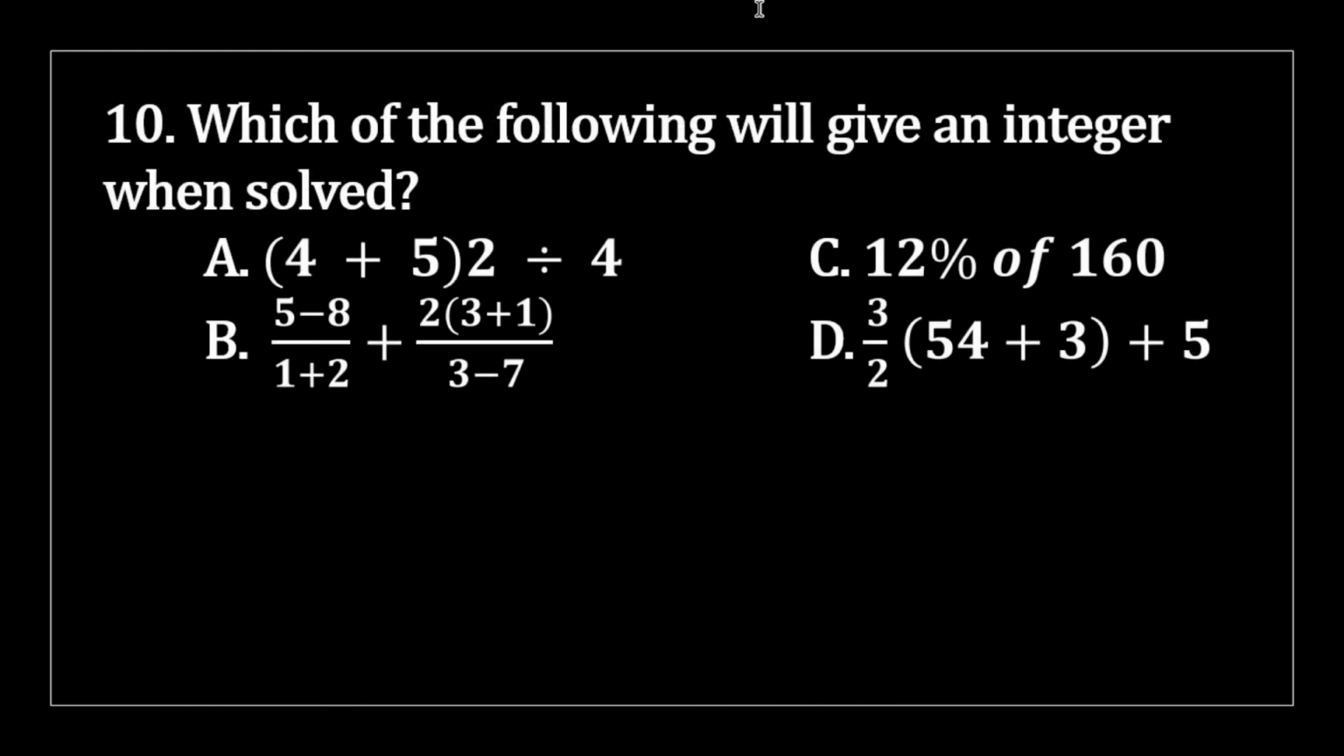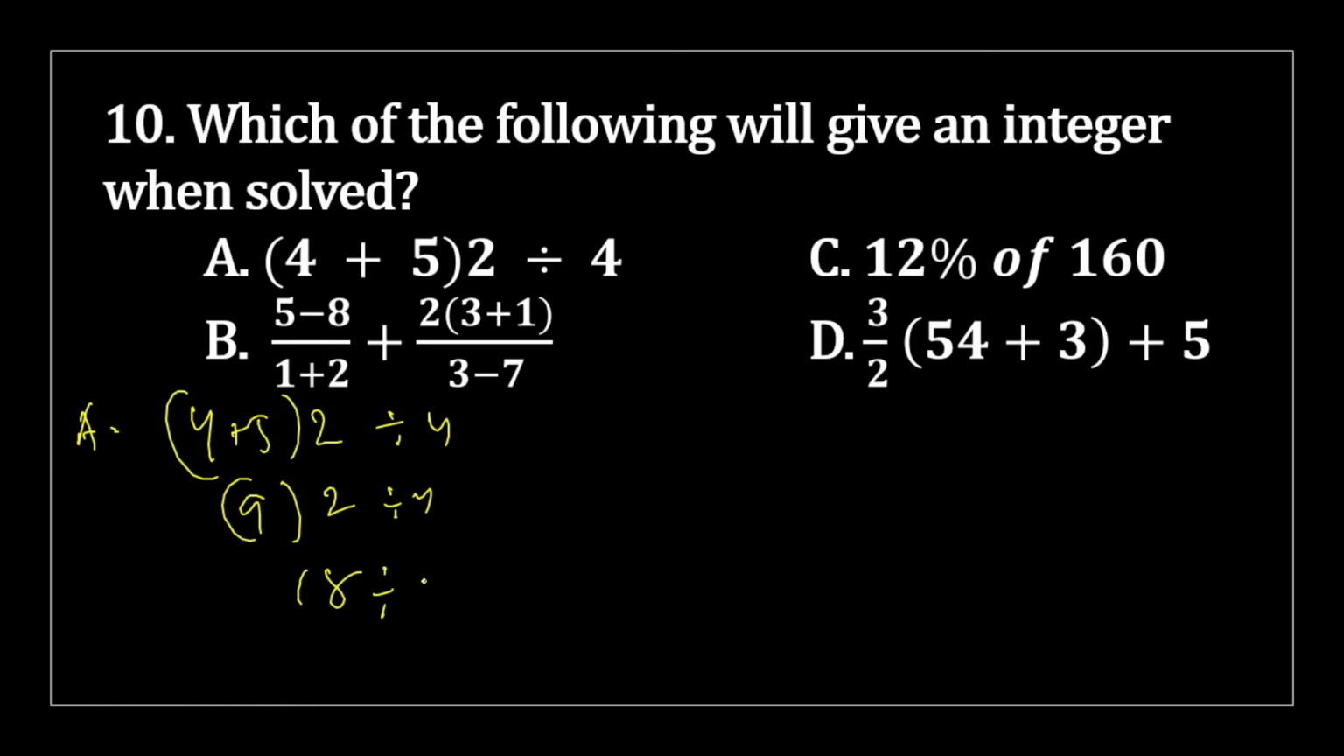Last number for part 1 of 10: which of the following will give you an integer when you solve? So let's solve each one and let's see which of the following will give us an integer. Let's try letter A first. We have 4 plus 5 multiplied by 2 divided by 4. 4 plus 5 is 9 multiplied by 2 divided by 4. 9 multiplied by 2 is 18. Now 18 divided by 4 is equal to 4.5. So A is not an integer.